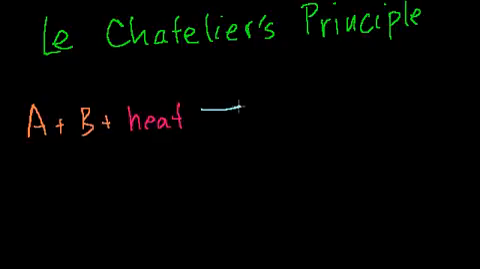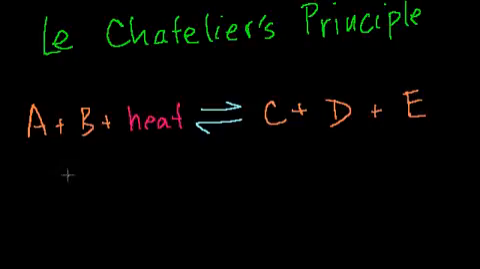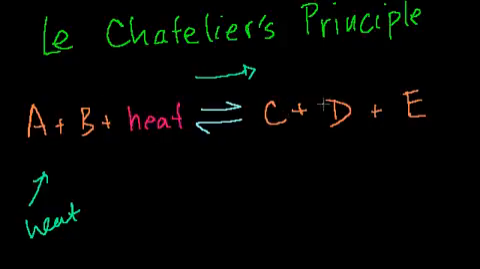And that produces some, I don't know, some C plus D. And maybe it produces some E as well. So if I were to add heat to this system, what would happen? In order for the reaction to progress in the forward direction, you need heat. The more heat you have, the more likely you're going to progress in the forward direction.